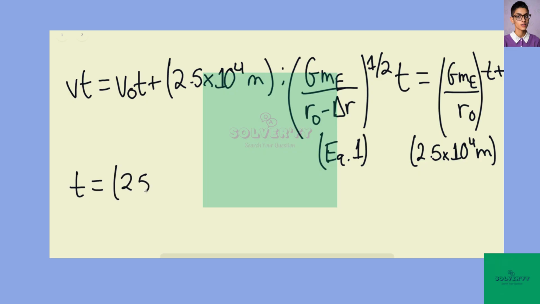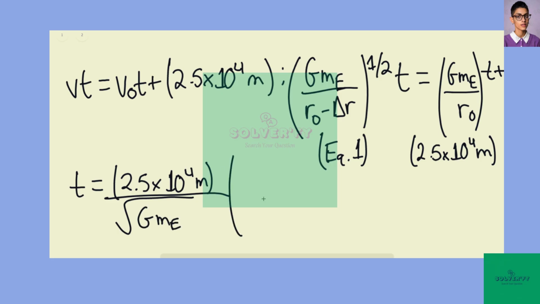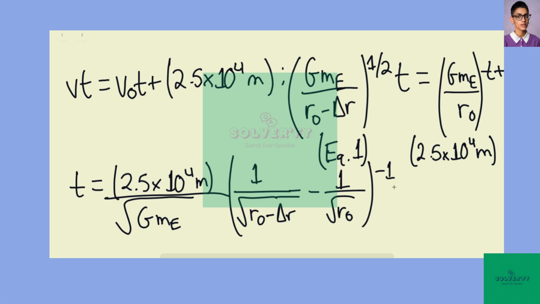So when we solve for t, we can see that t is simply going to be equal to 2.5 times 10 to the 4th meters divided by the square root of the gravitational constant times the mass of the Earth times 1 divided by the square root of the original distance minus the change in distance minus 1 divided by the square root of the original distance, to the negative 1st power. So this is simply due to algebraic manipulation, and we're trying to isolate t in this case.